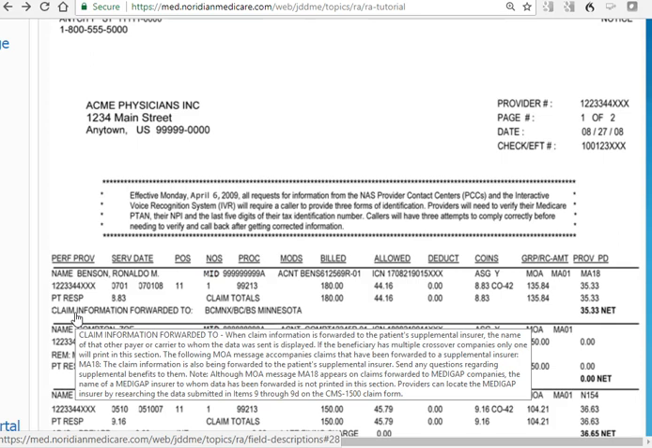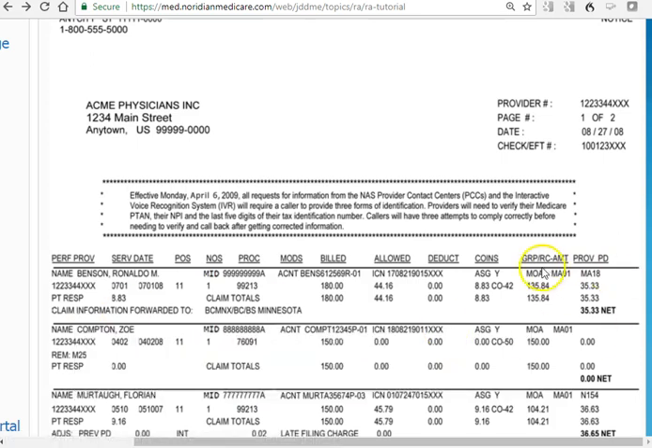And what you'll notice as well, hopefully this little pop-up is coming up for you, that says claim information forwarded to. When claim information is forwarded to the patient's supplemental insurer, the name of that other payer or carrier to whom the data was sent is displayed. If the beneficiary has multiple crossover companies, only one will print in this section. The following MOA message accompanies claims that have been forwarded to a supplemental insurer. So you see the MOA here and the MA18 that it was discussing a moment ago.